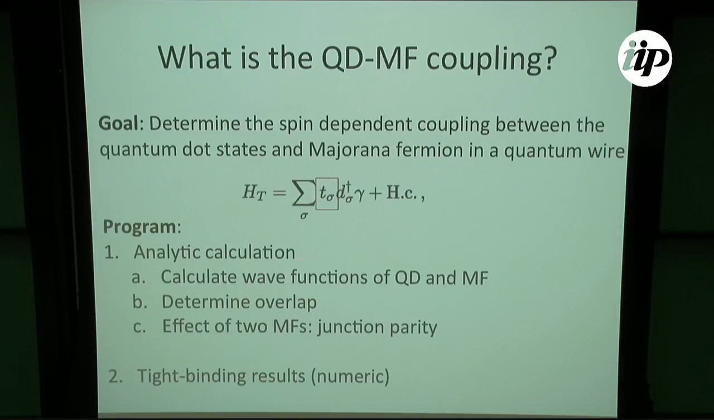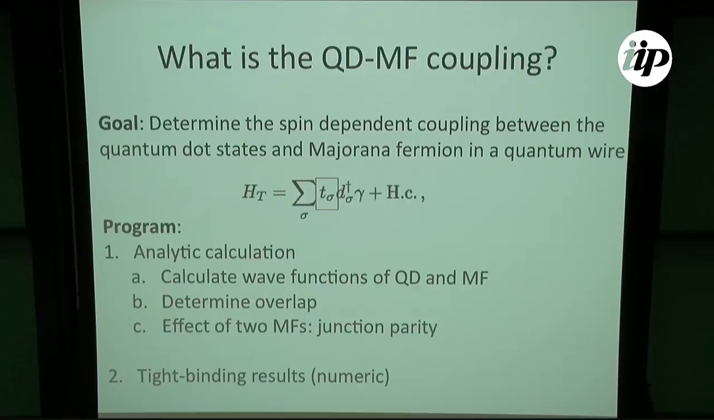So the way that we figure it out is we do an analytic calculation, which makes some assumptions, and then this is used to inform some tight-binding results, which is a setup that's pretty close to experimentally realizable systems. So the way we're going to do it is we're going to calculate the wave functions of the quantum dot and the Majorana fermion analytically, and then we'll calculate the overlap, and this should give you exactly the tunneling between the quantum dot states and the Majorana fermion.